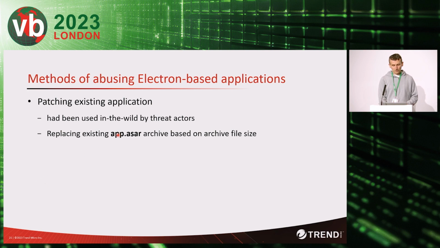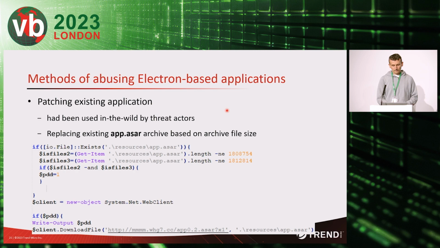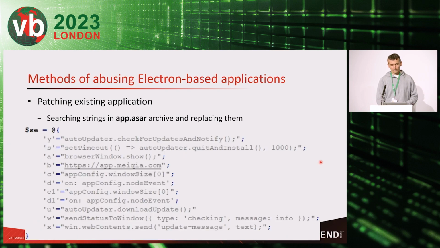As an example of patching existing applications by scripts, we have seen these simple scripts in PowerShell, where the script first checks the size of the file. If the size is not equal to one of these predefined sizes, then it sets a temporary variable. And if this temporary variable is set, then later it downloads the payload from an attacker-controlled domain. In this case it's a new ASAR archive file, and it replaces the original file in the resources directory. So this is one way of patching.